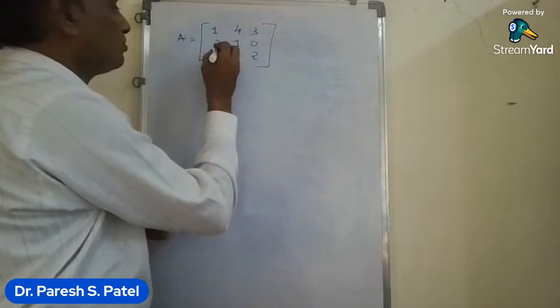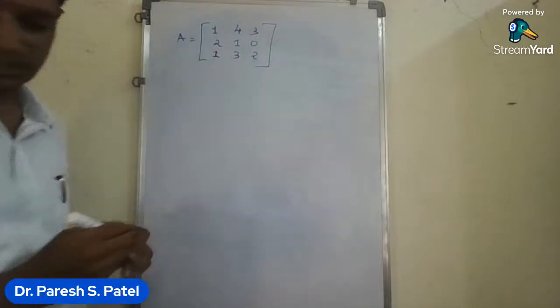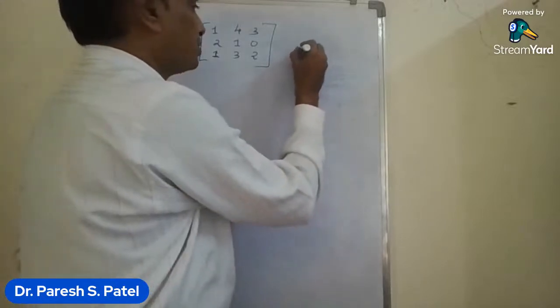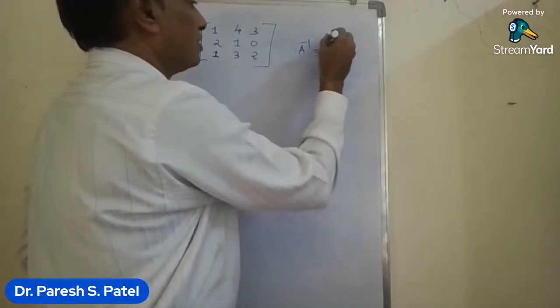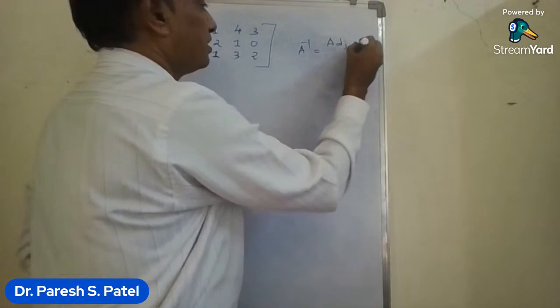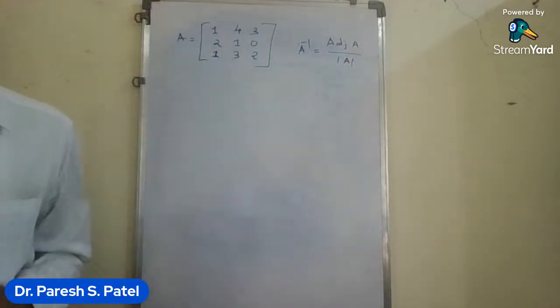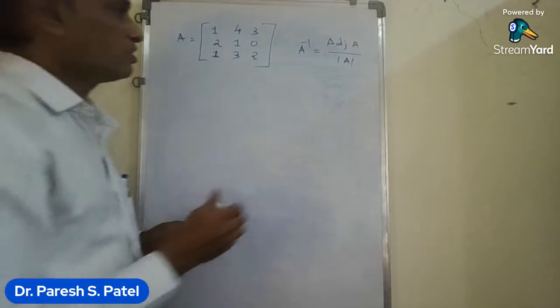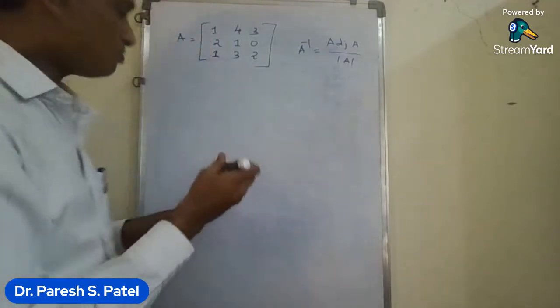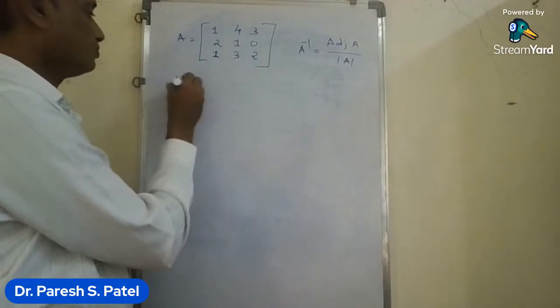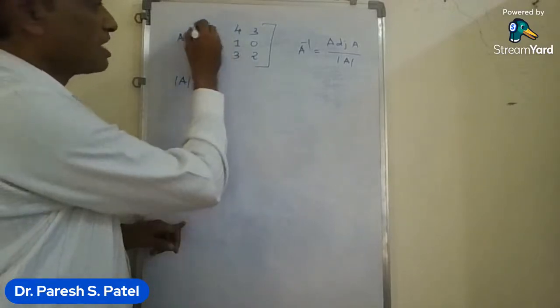Now find out the inverse of the three-dimensional matrix. We already mentioned that the inverse is adjoint A divided by the determinant of this matrix. Now we know that the determinant of this matrix is equal to 1. This is a three-dimensional matrix.